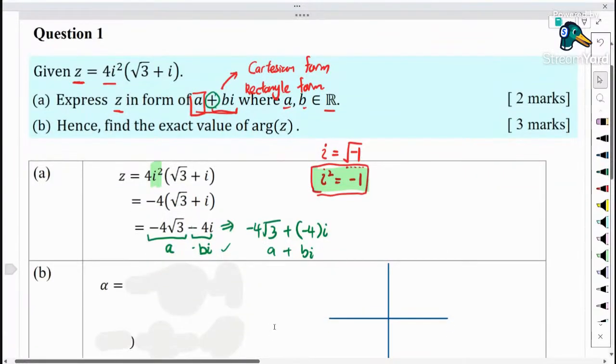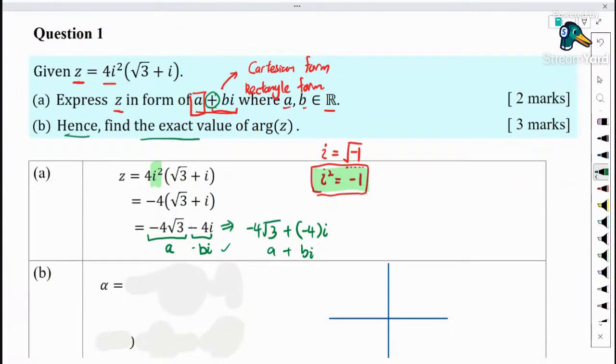Then part B, they ask us to hence find the exact value of arg(z). This arg is the short form of argument. What is the argument of z? For your information, in terms of diagram, this is the diagram that we call the Argand diagram.